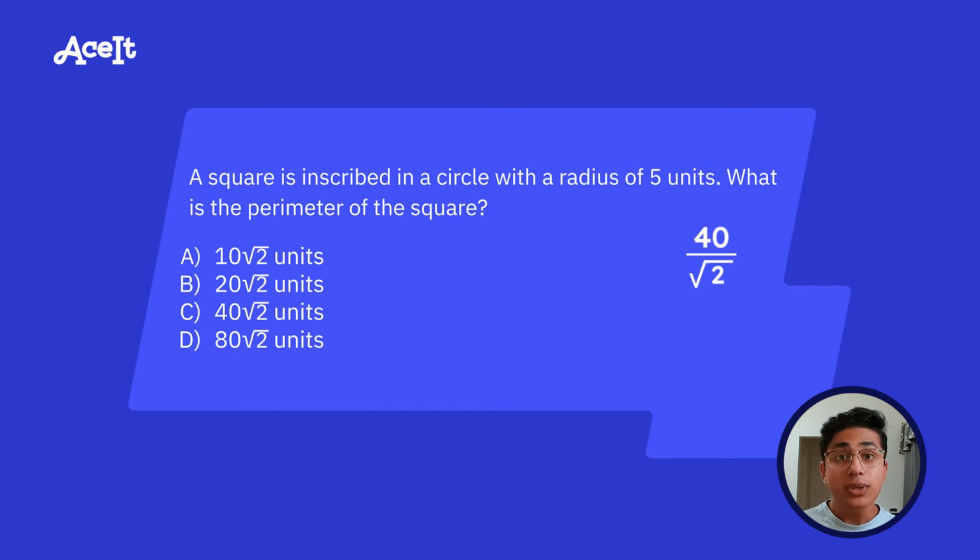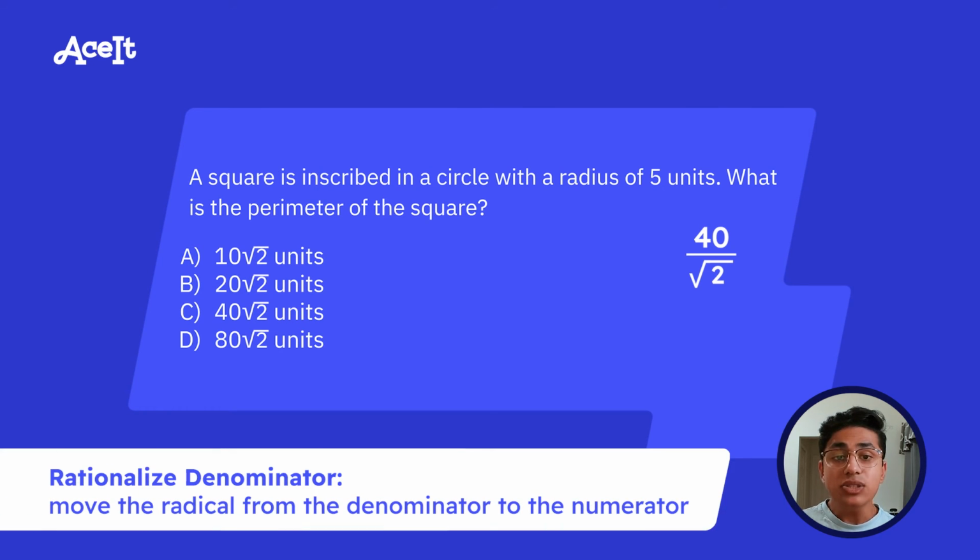But wait, you'll notice that's not an answer choice. In fact, none of the answer choices are divided by a square root. And this is because on the SAT, answer choices are always in rationalized denominators. This is when you have a root in the denominator and you get rid of it by multiplying your fraction by the denominator over the denominator.